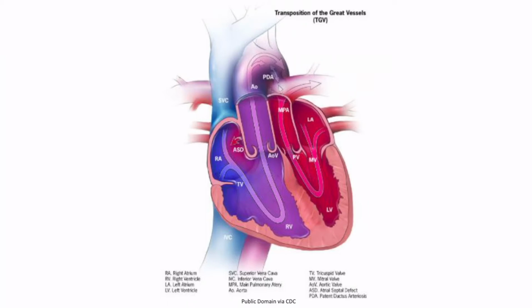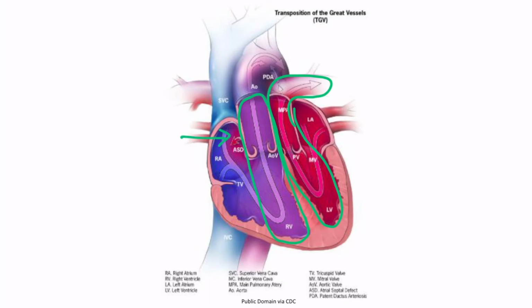Here's a picture of transposition of the great vessels. As you can see, the aorta leaves the right ventricle and the pulmonary artery leaves the left ventricle. You can see that the aorticopulmonary septum has failed to spiral, resulting in the aorta on the right side and the pulmonary arteries on the left side. As I mentioned on the last slide, there must be a shunt like an atrial septal defect in order for the offspring to be viable, and we can see an ASD right here.